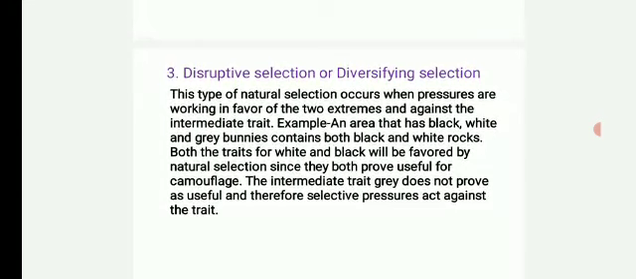Number three, disruptive selection or diversifying selection. This type of natural selection occurs when pressures are working in favor of two extremes and against the intermediate trait. Example, an area that has black, white and grey bunnies contains both black and white rocks. Both the traits for white and black will be favored by natural selection since they both prove useful for camouflage. The intermediate trait grey does not prove as useful and therefore selective pressures act against the trait.